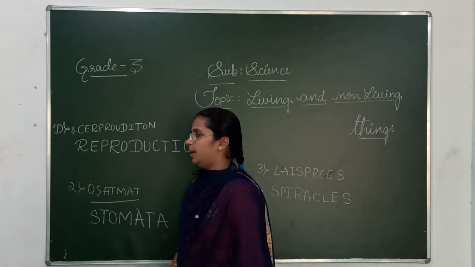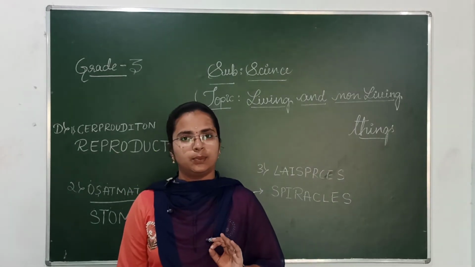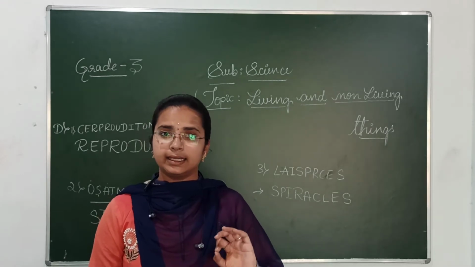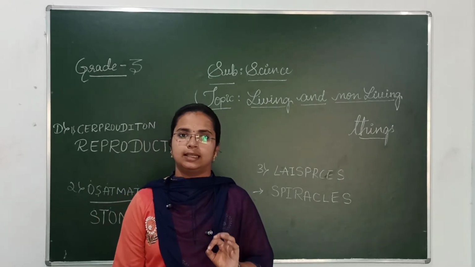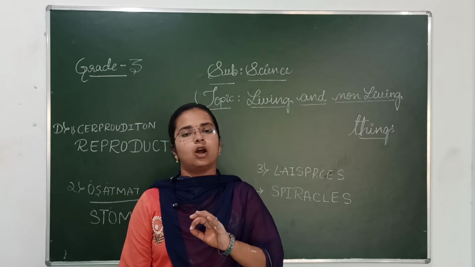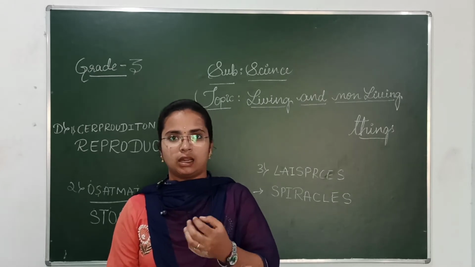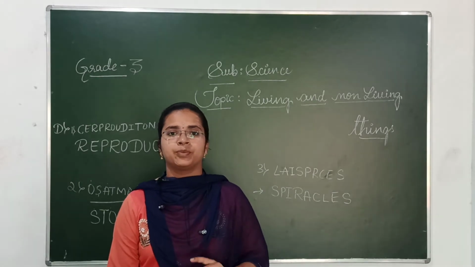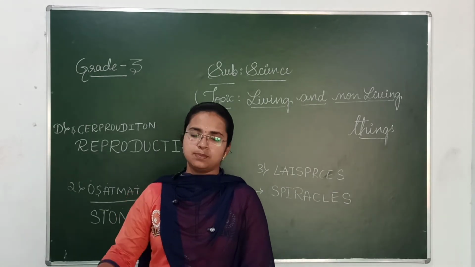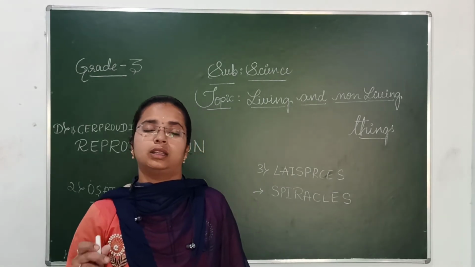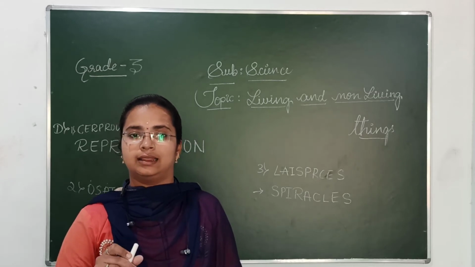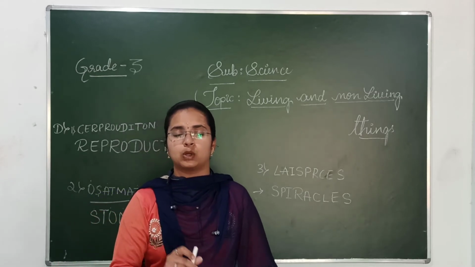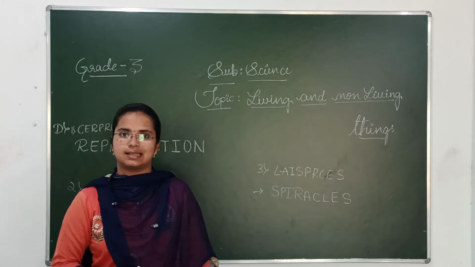What is stomata? Stomata is a tiny pore present under the leaf which helps the leaf to take in and to leave out air, the process which is also known as breathing. Here stomata helps the plants or the leaf for breathing, especially in the process of photosynthesis.